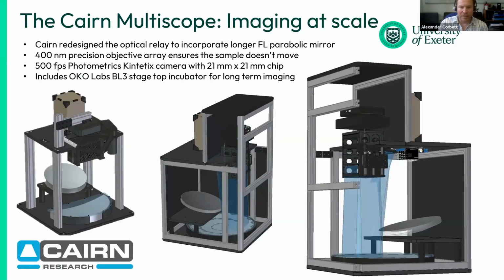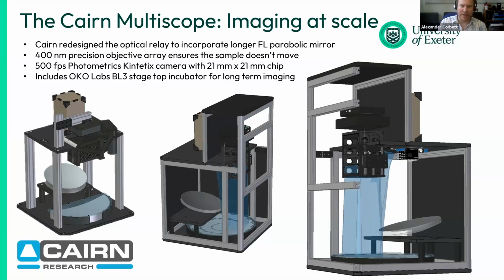This is the design that Cairn have come up with. They've made several modifications to the original implementation. The key change was to triple the focal length of the parabolic mirror, which produces significant improvements in the image quality, as well as having a second relay mirror, which is the big round elliptical one that you can see there. And that just gives us a lot more flexibility in where we place the camera in the system by having that fold.